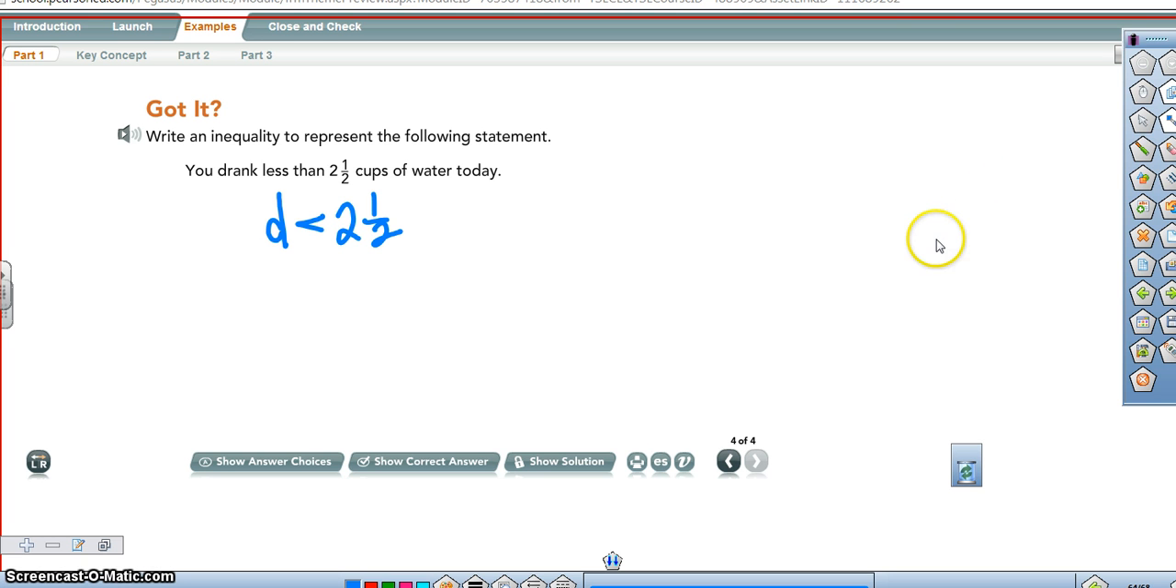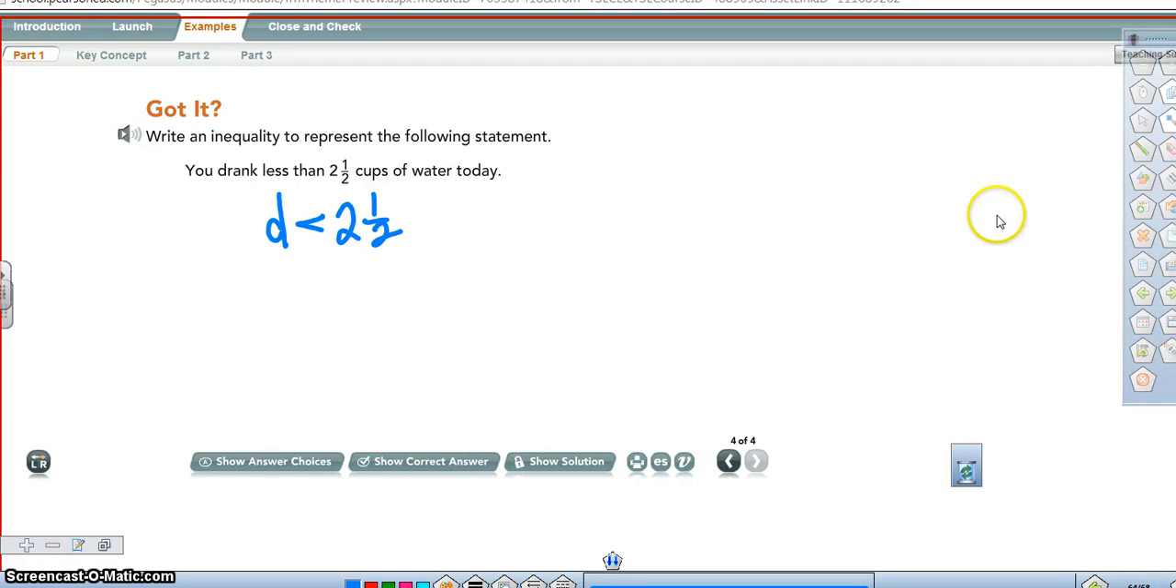Keep in mind that we have a variety of solutions. Just because you drank less than 2.5 cups of water doesn't tell us exactly how much you drank. You could have drank 1 cup of water. You could have drank 2 cups of water. You could have drank just half of a cup of water.